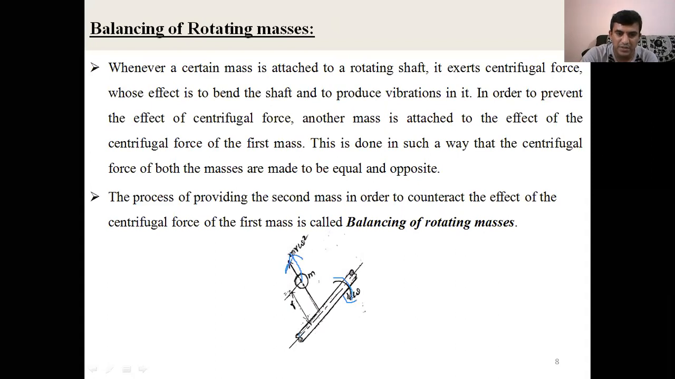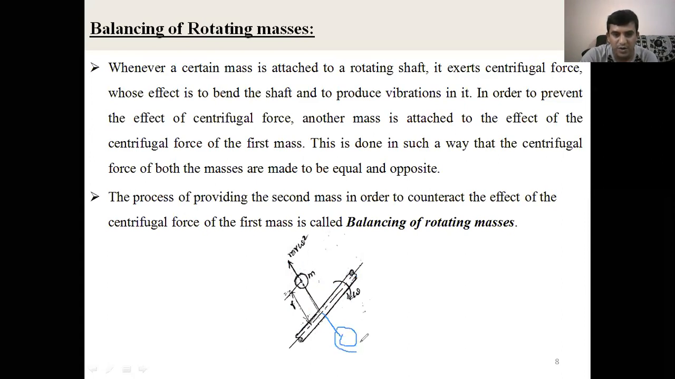That will make the shaft bend like this, right? So now, how do you make it balance? We'll attach one more mass, a counter mass, opposite to the disturbed mass.